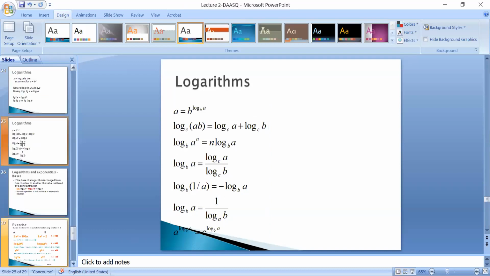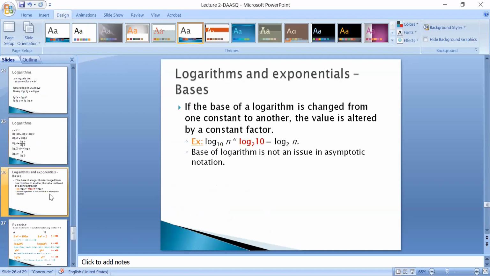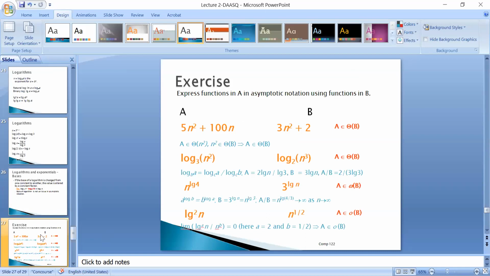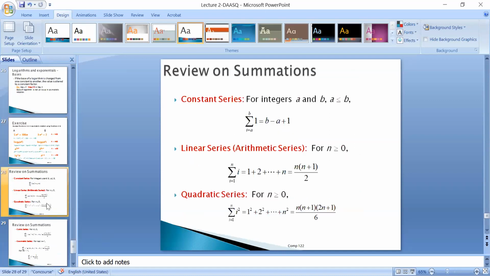I'll just create a Google Classroom. Then again, to change base, this is the same formula. You'll see it in many places, mostly we'll use log to the base 2. Then this, let's do it after we do some practical problems.